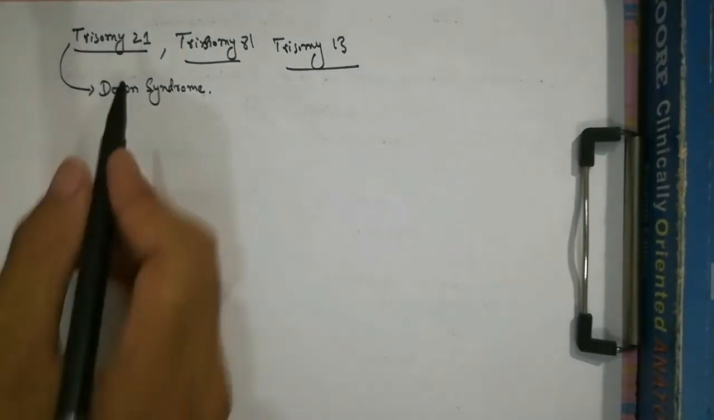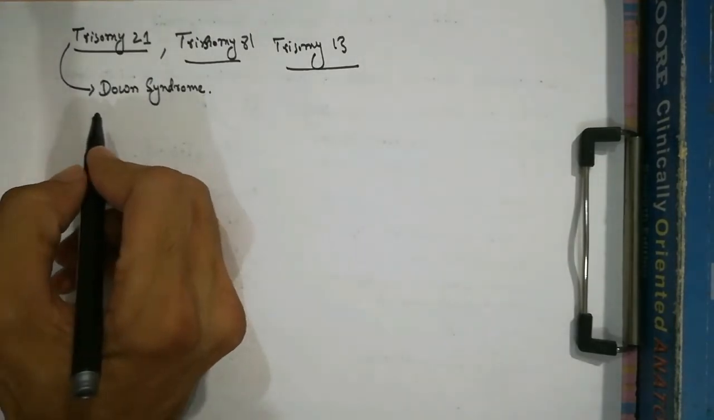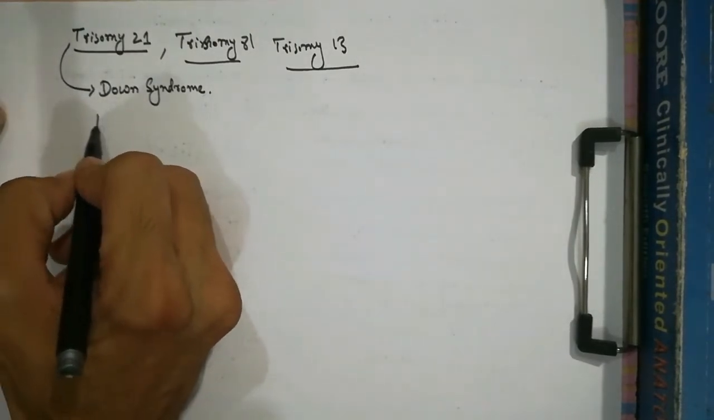Numerical chromosomal abnormalities can involve both autosomes and sex chromosomes. In Down syndrome, autosomes are involved. An extra chromosome is present at the 21 pair. And in Klinefelter syndrome, sex chromosomes are involved.